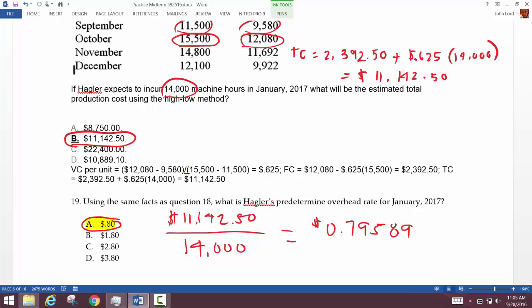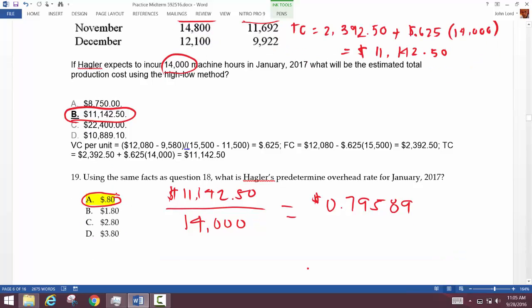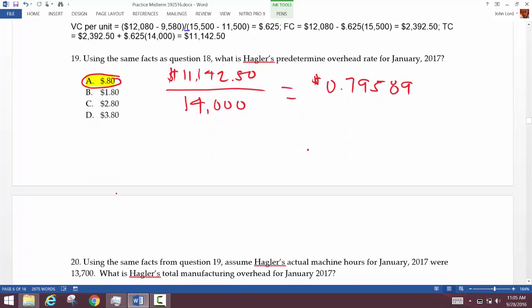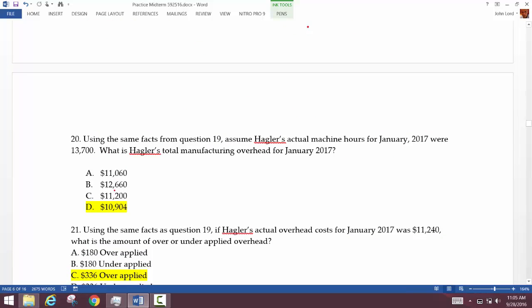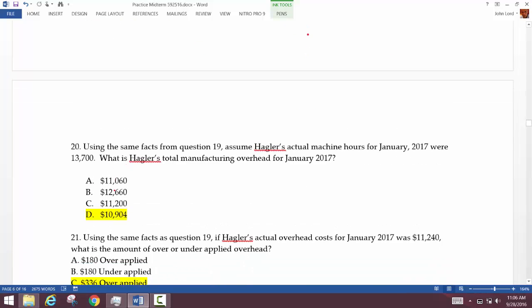All right, good. So now we've got that 80 cents, and they tell me that the actual machine hours are what?